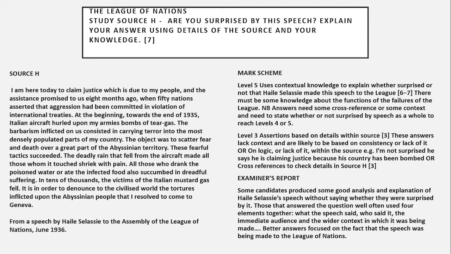Why not begin your answer by stating whether you are surprised or not? Then explain why, using the source and or your own contextual knowledge. And if you're in doubt what I mean by contextual knowledge, I mean what you know about the topic. Weak answers, do note, fail to address the question, and that is the issue of surprise.